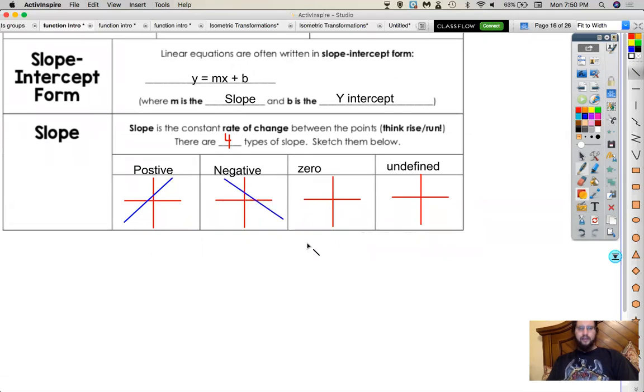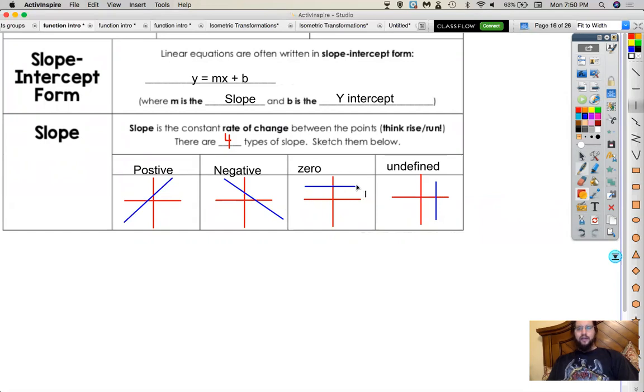Negative's going to look something like that. 0, well, that looks like that. Undefined looks like this. So remember, slope is your rate of change. You might remember it as rise over run. So on these, it's a positive rise over run, a negative rise over run.